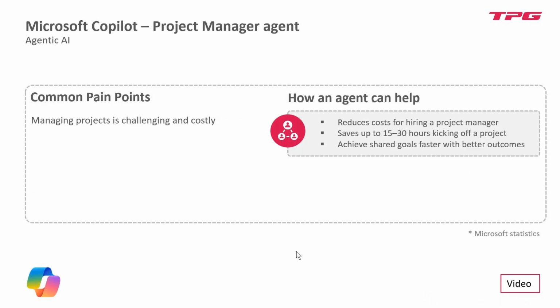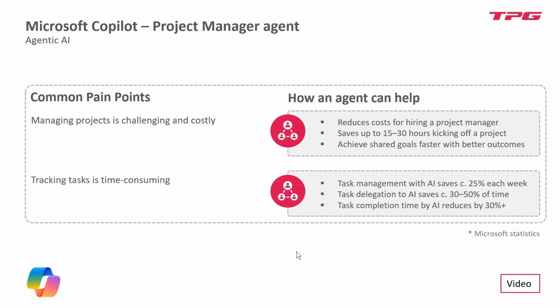All right, so I want to look at Microsoft Copilot Agentic AI, so the project management agent. So this information, we know managing projects is challenging, can be costly, tracking tasks is time consuming, and this is some Microsoft statistics about how an agent could actually help. Now, like I said, this is only available in preview in the North American tenants, not in the UK or EMEA tenants. So I'm just going to pop over here and show you a video of that today.